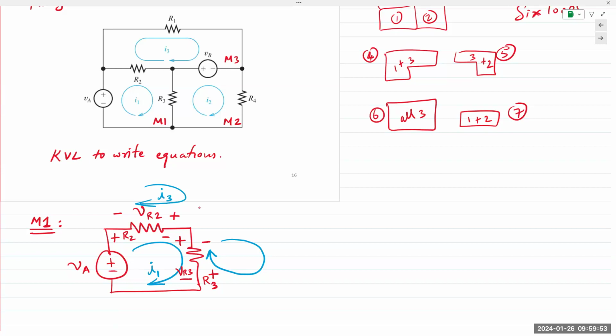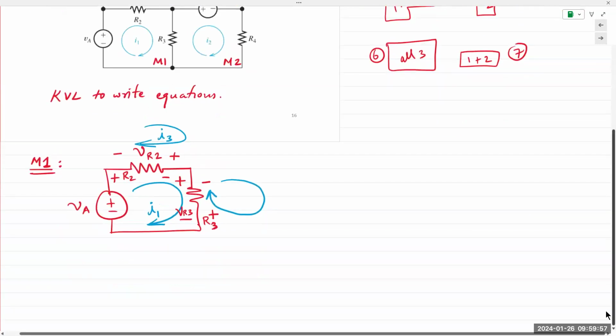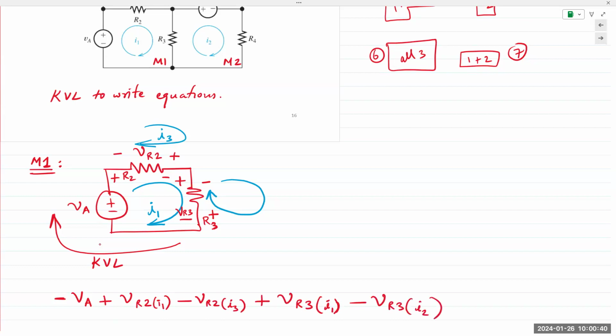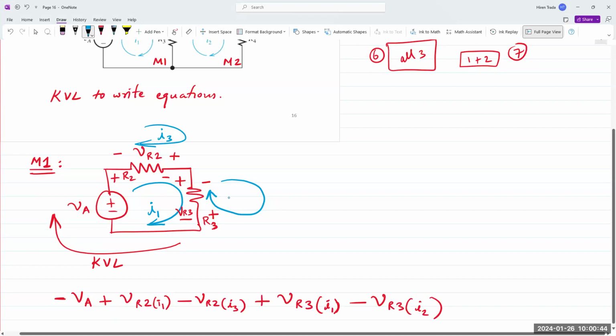So this is I3. It causes a voltage drop in the opposite direction. So if I was going to write an expression for KVL in this direction, I would say I have VA minus VA plus VR2 due to I1, minus VR2 due to I3, plus VR3 due to I1, and then minus VR3 due to I2. Let's take a pause while you think it over.